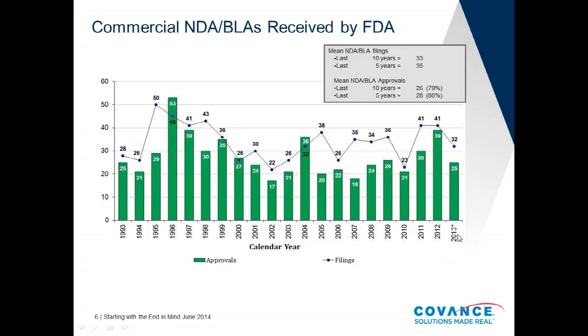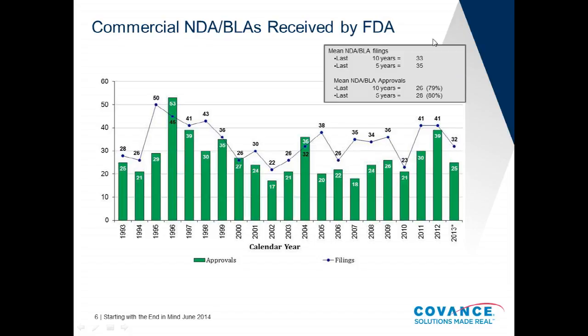For 2013, the reason why there's this asterisk here is that this data came out in November of 2013, so it wasn't the full year, and the actual data is that there were 2 additional approvals that occurred. So the total number of approvals in 2013 was 27 out of the 32 applications that were filed.